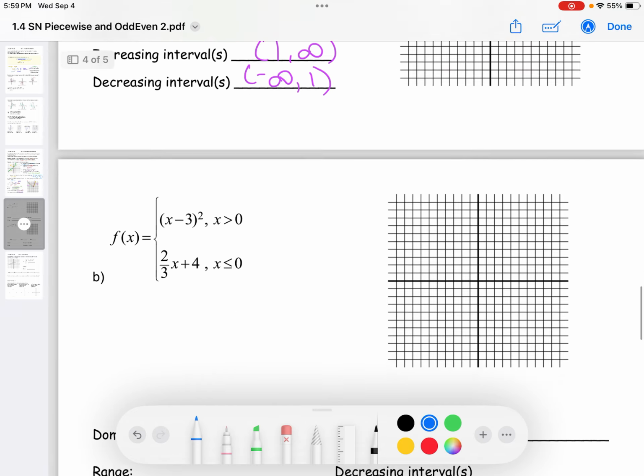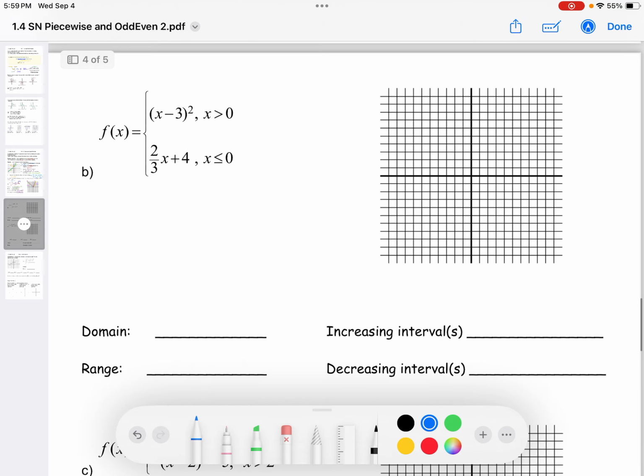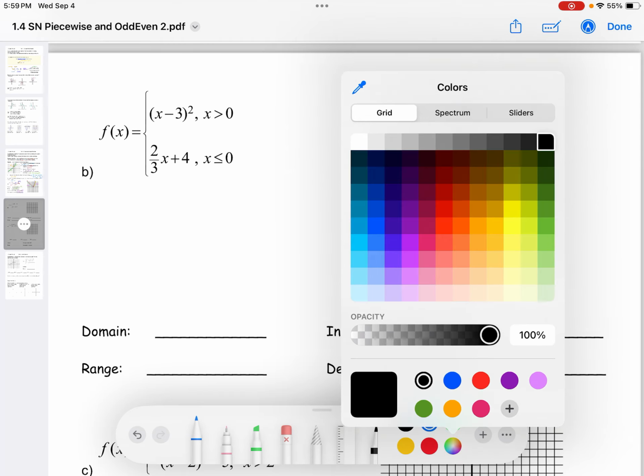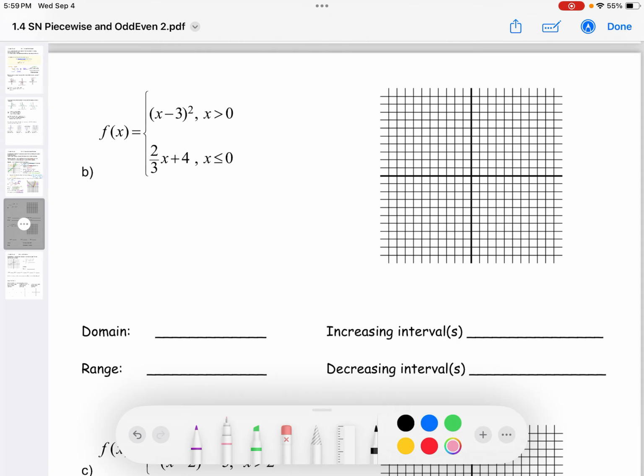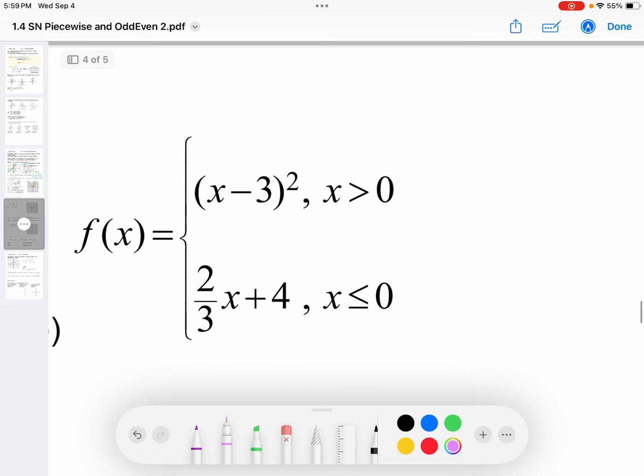So let's try another one. Let's take a look at B. Okay. On B, again, we have two pieces. First piece has this x squared. Yeah, it's x minus 3. It's in parentheses. The square on the outside. So it is a quadratic. And this minus 3 in the parentheses has shifted this to the right 3.